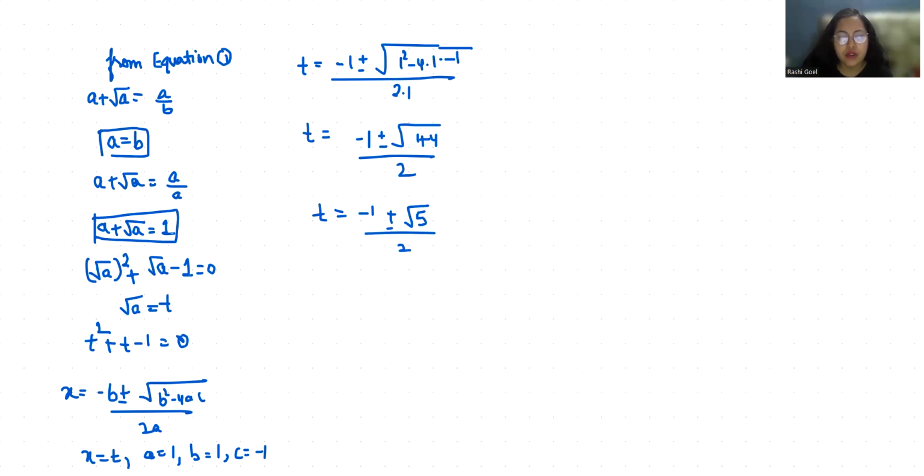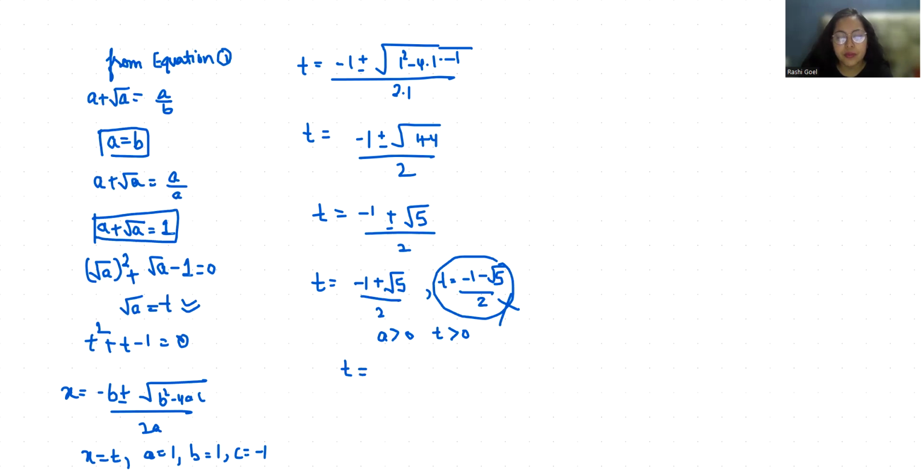So t, first value is negative 1 plus square root 5 by 2. And second is t is equals to minus 1 minus root 5 by 2. We know that a is greater than 0. So t is also greater than 0. So this is negative. So we'll reject this case. Let's recall, we take t as equals to square root of a. So replace it. So square root of a is equals to square root 5 minus 1 by 2.